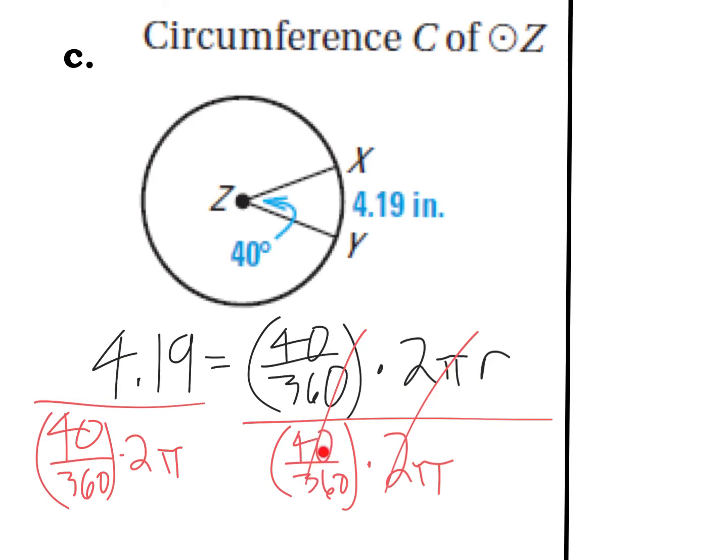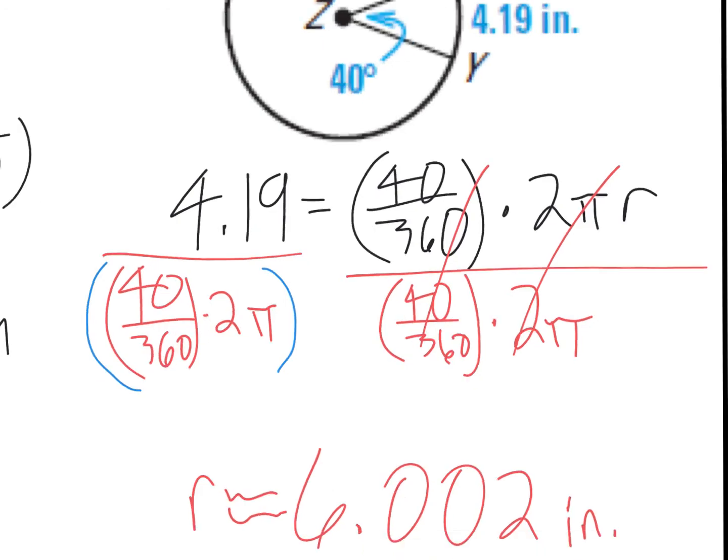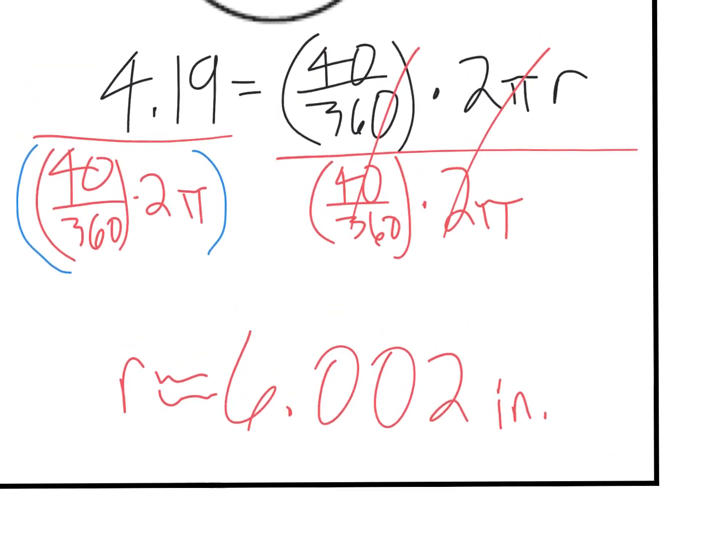Divide 40 over 360 and 2 pi to the other side, and basically you just type all this into your calculator. I recommend using the Desmos Scientific Calculator, that way you can see how everything looks when you're typing it in. But I would basically do a big set of parentheses for the denominator, so that way you make sure you type it in correctly. So I have 4.19 on top of 40 over 360 times 2 pi, and that'll get me approximately 6.002 inches. So that's it for my examples.